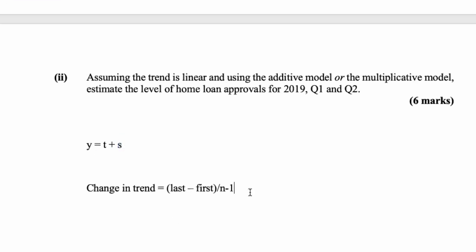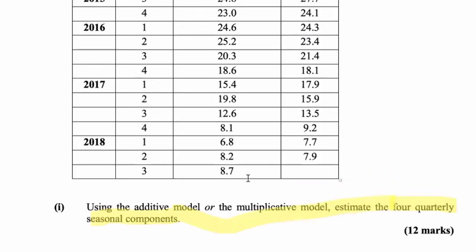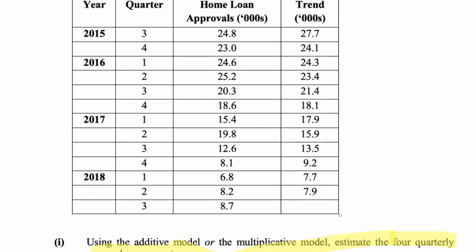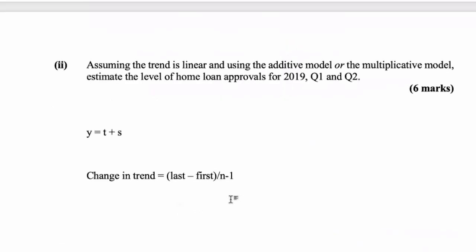So the change in trend is going to be our last trend figure. If we go back up to the question, the last trend figure we have is your 7.9. That's what's available. That's the last one. And the first one we have available to us is this here. So the last figure was 7.9. The first one was 27.7. And we divide that by n minus 1.